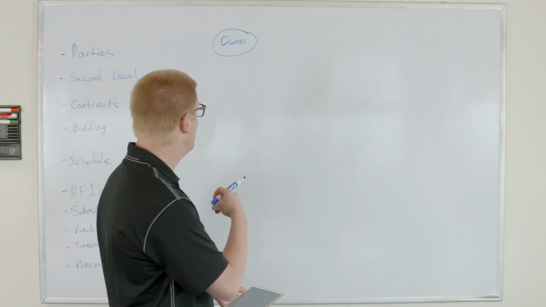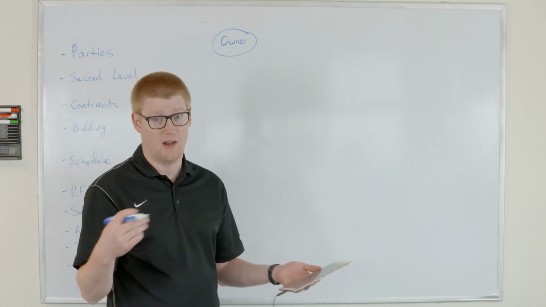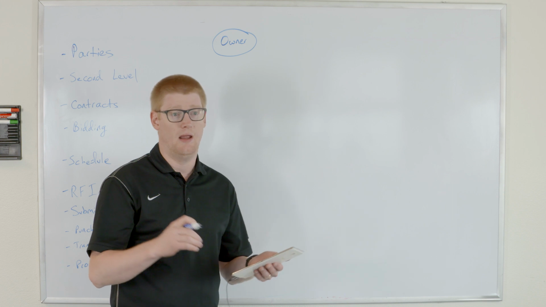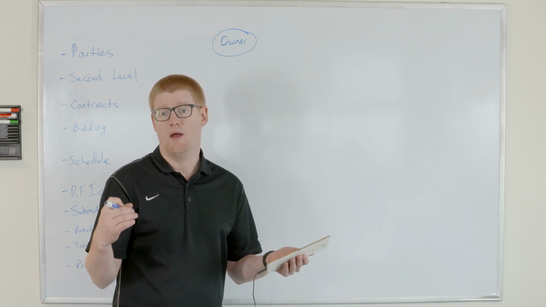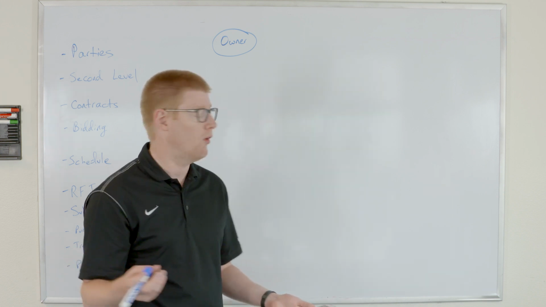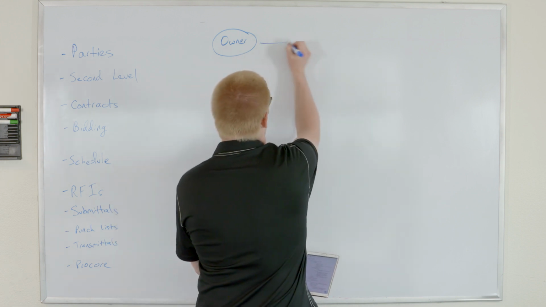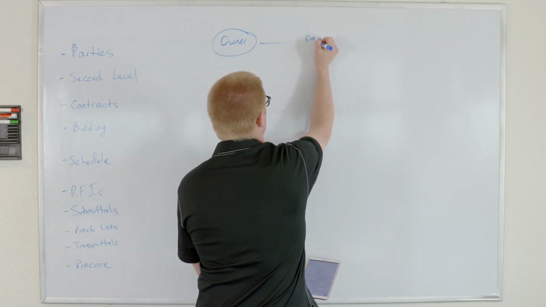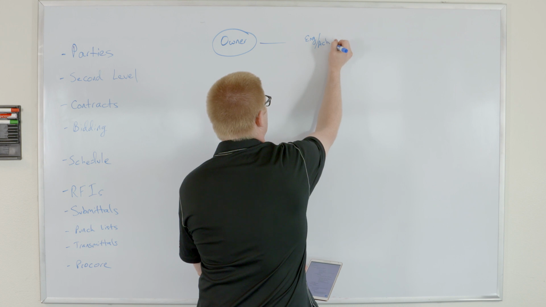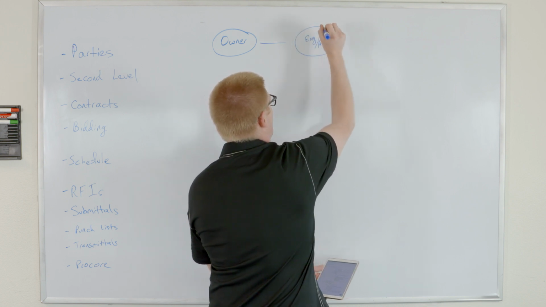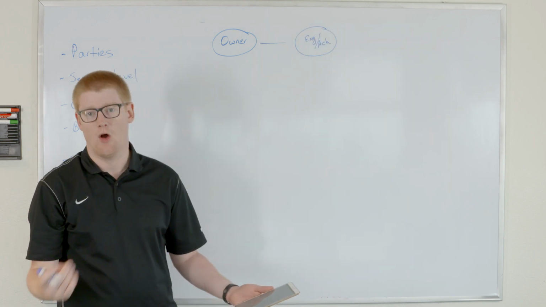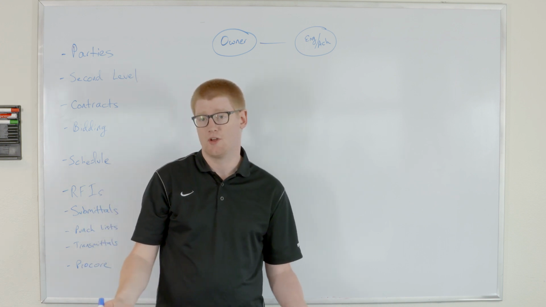So you always have an owner, and it can be a person, it could be a company, it could be a semblance of people. An owner is just representing a role. Off of that, they're going to go find an engineer or architect to design this building and figure out what this building's going to look like, what its purpose is, how it's going to work.